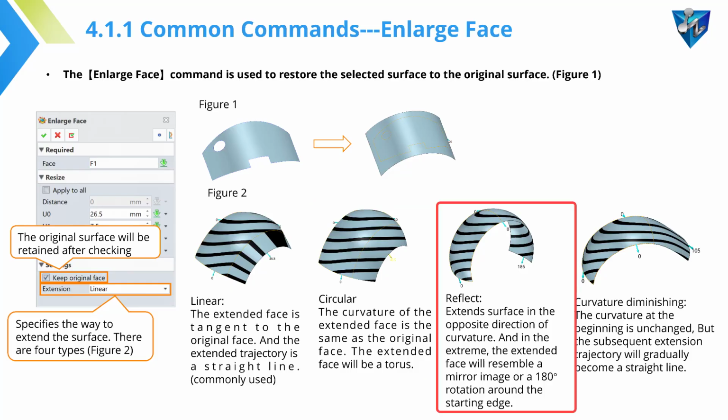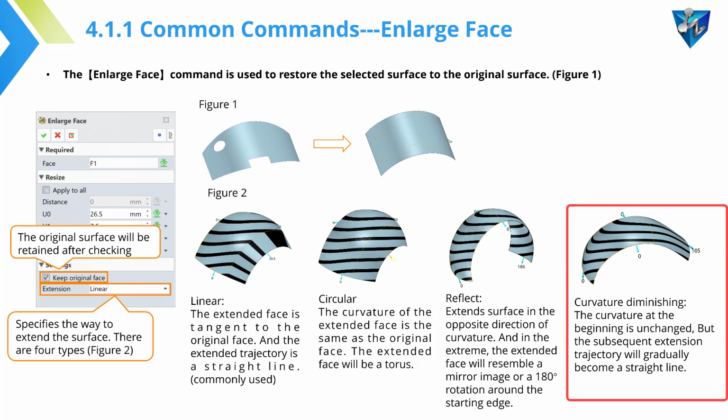The reflect means extending the surface in the opposite direction of curvature. And in the extreme, the extended face will resemble a mirror image or a 180 degrees rotation around the starting edge. The curvature diminishing means the curvature at the beginning is unchanged, but the subsequent extension trajectory will gradually become a straight line. Okay, let's move on to ZW3D to show more detail to you.